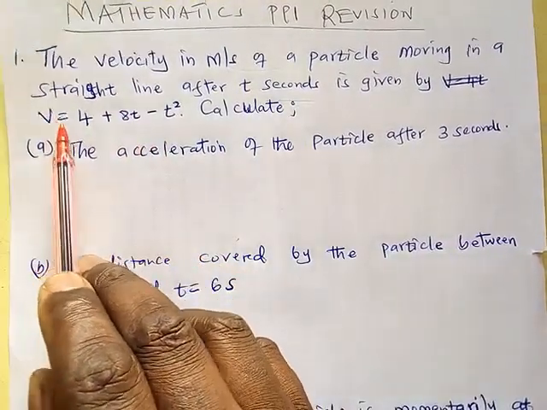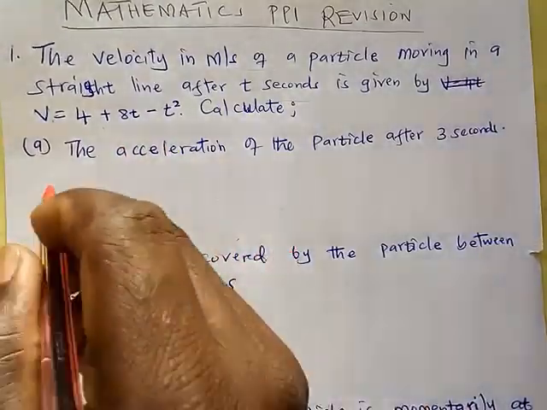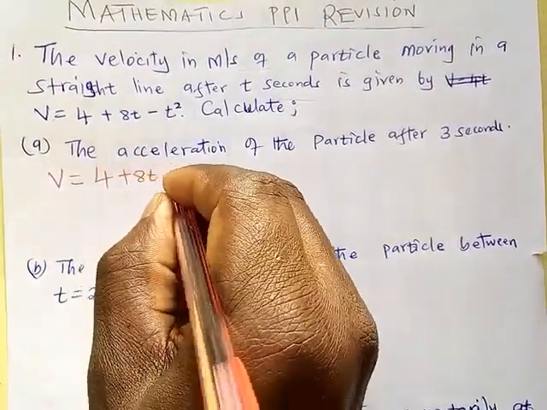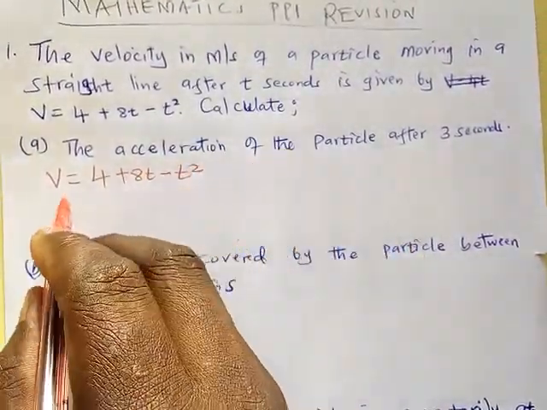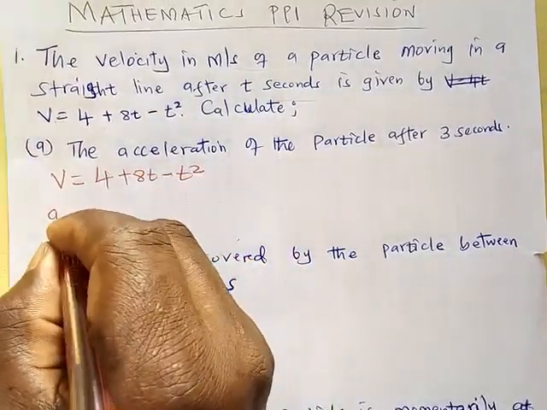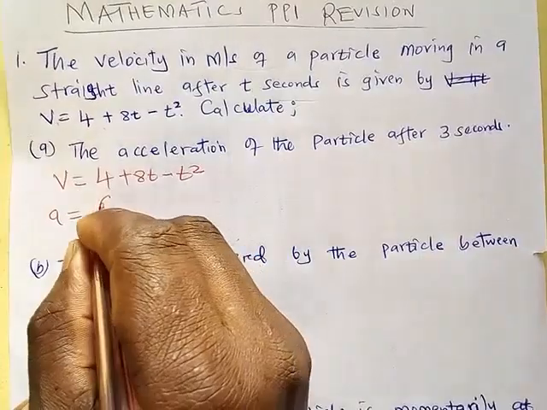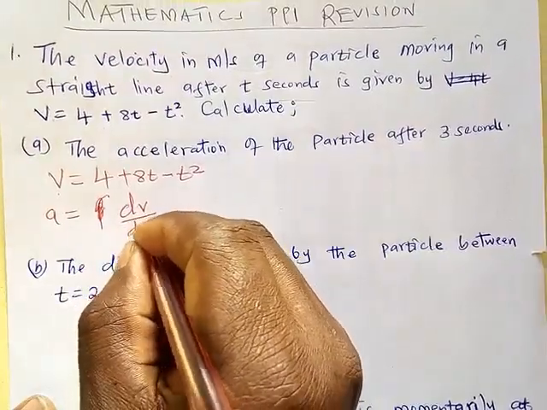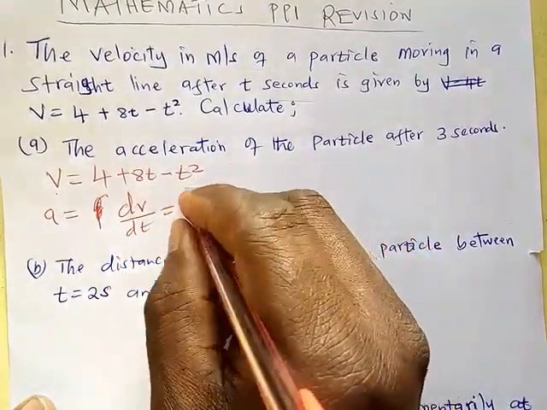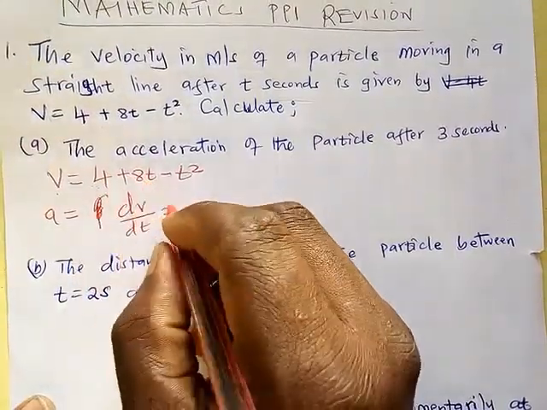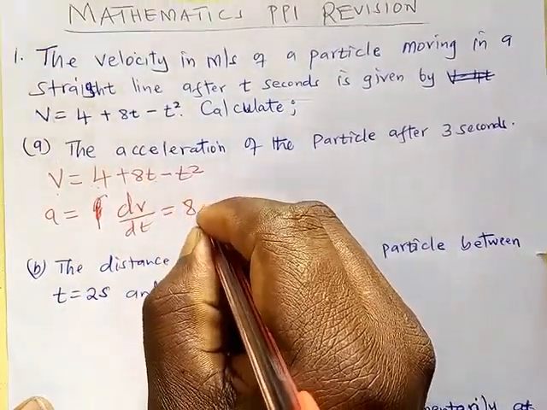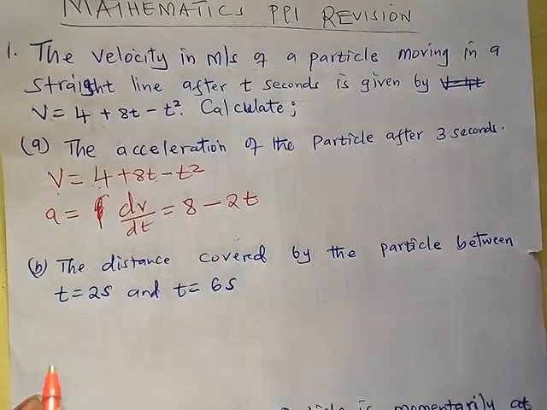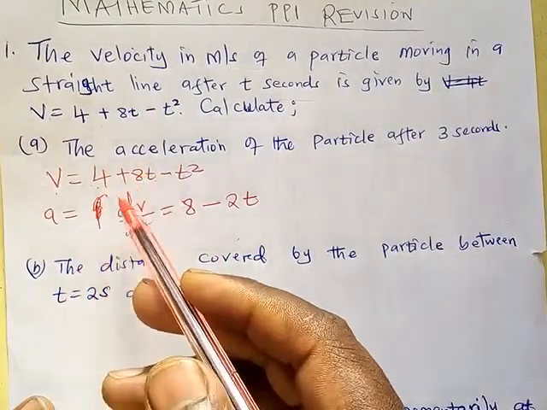From velocity to acceleration you differentiate. So now we have v equal to 4 plus 8t minus t square. To get acceleration you differentiate. So acceleration equal to dv over dt, which is, now we differentiate, this one is 0, this one will be 8, this one will be minus 2t, and that is velocity.